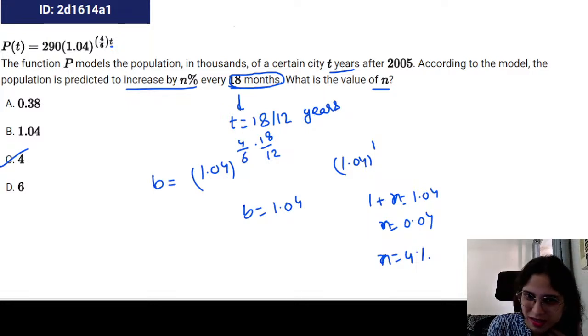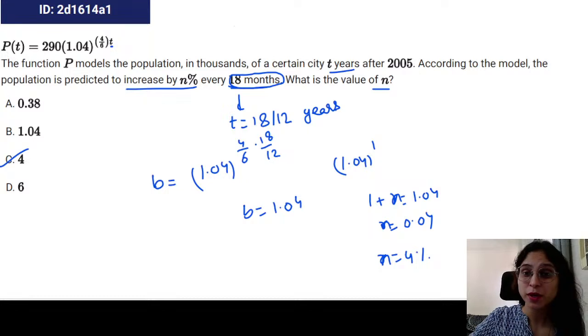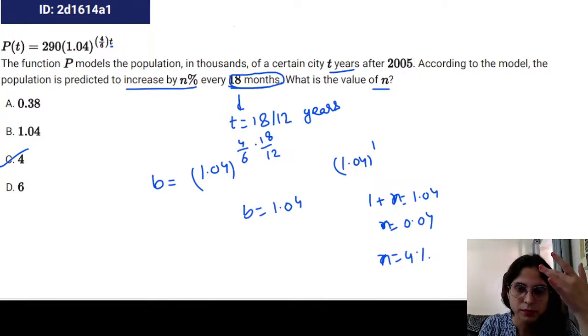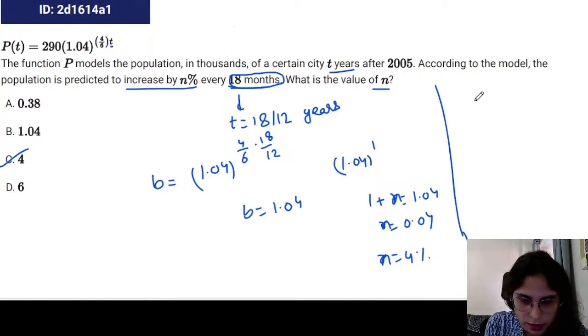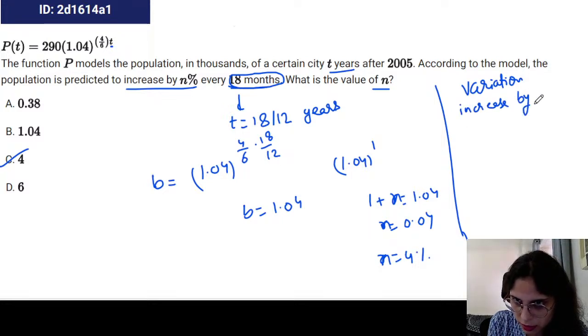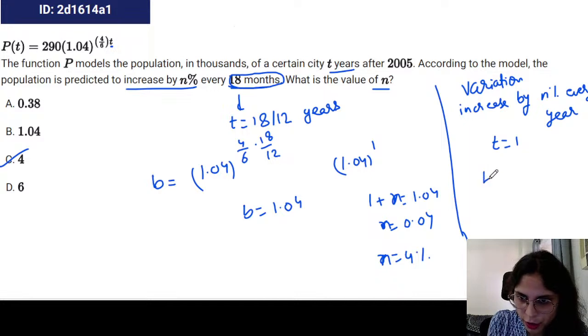I've seen questions like this, and there was this one question in a Blue Book practice test. So how can they give the variation? I will show you that variation. I will write variation over here. The question could be increased by n% every year. In that case, the value of t is going to be 1. Your B will be 1.04 to the power 4/6 times 1. So your B is not 1.04.